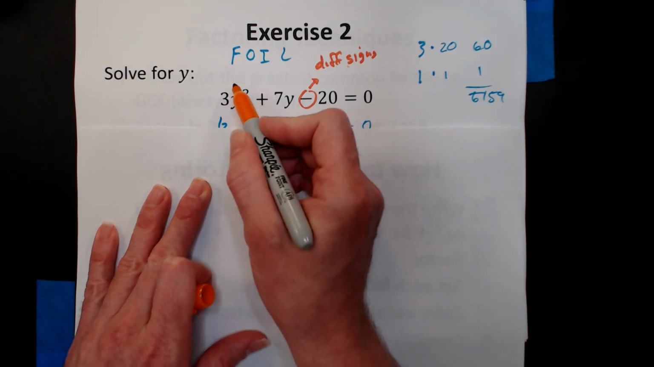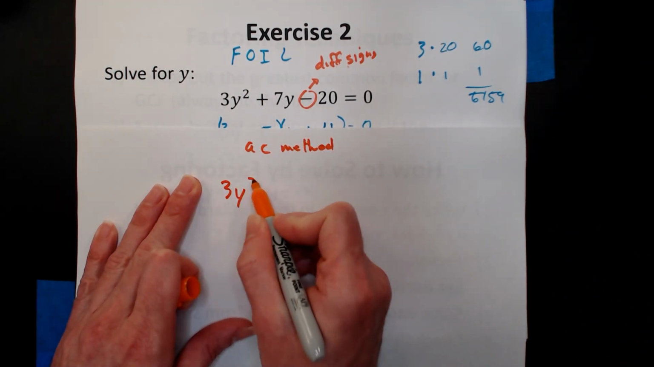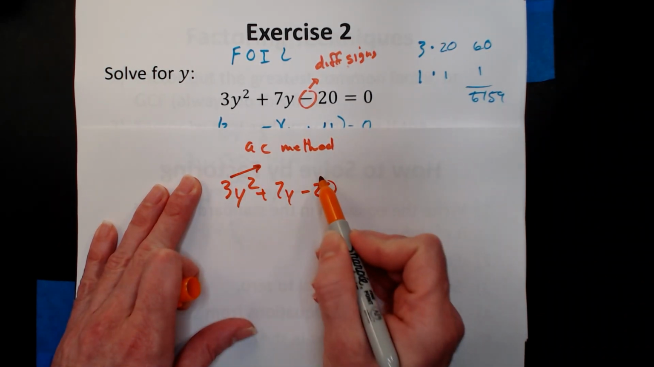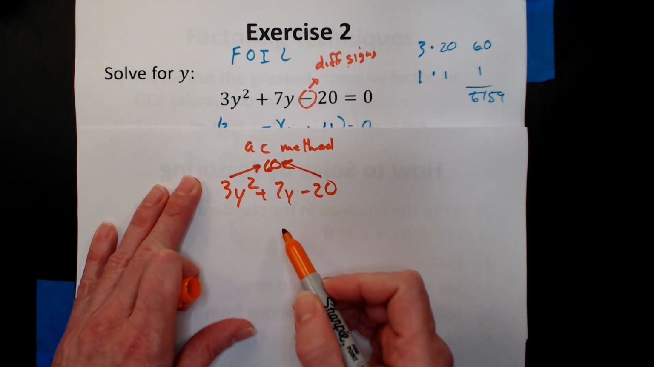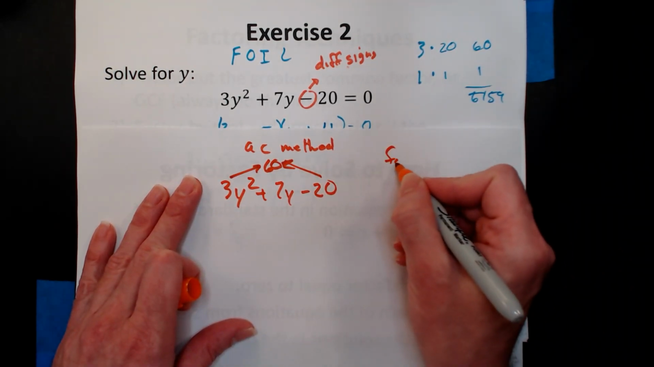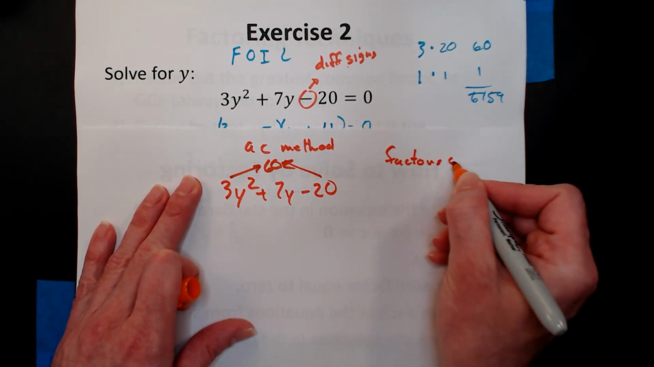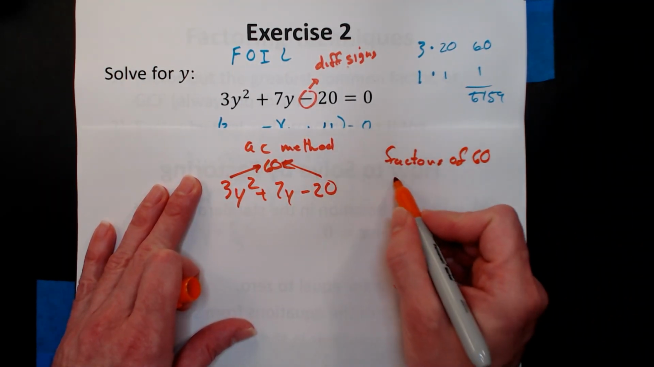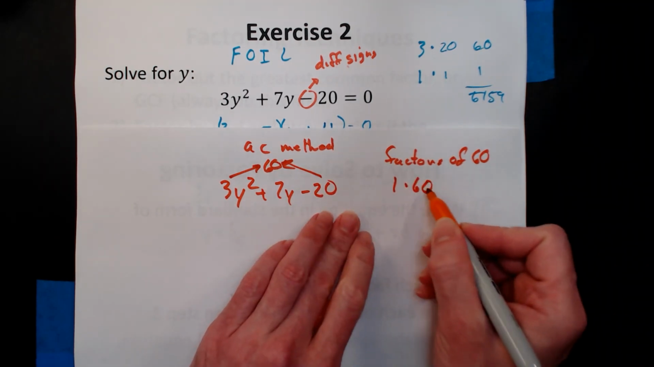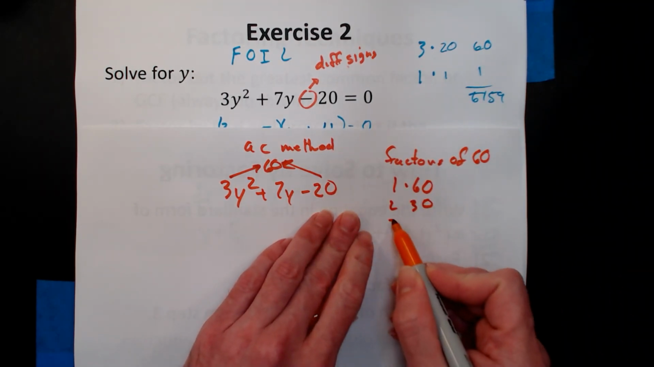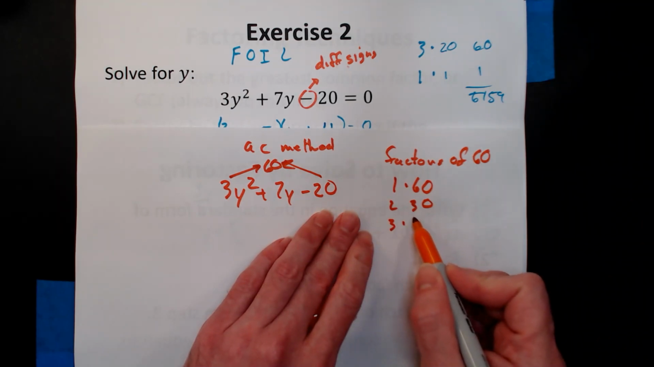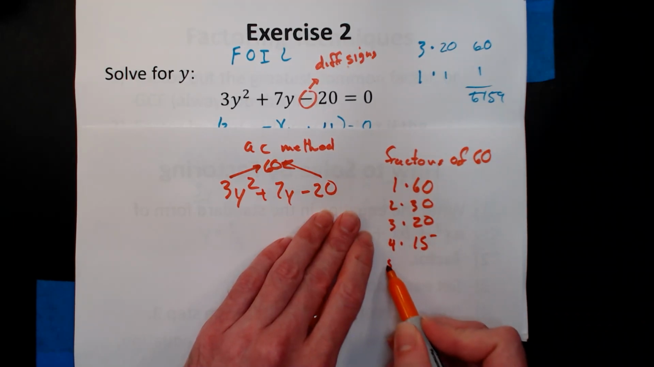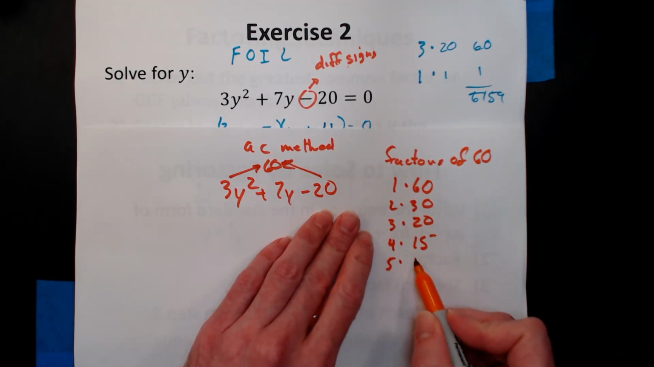Anyway, so you basically say you have 3y squared plus 7y minus 20. And you take the 3 and the 20 and multiply them together and get 60. So basically you find the factors of 60. If this method confuses you, just fast forward. The factors of 60, like 1 and 60, 2 and 30, 3 and 20, 4 and 15, 5 and 12.